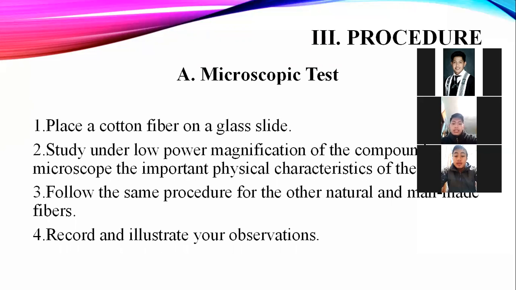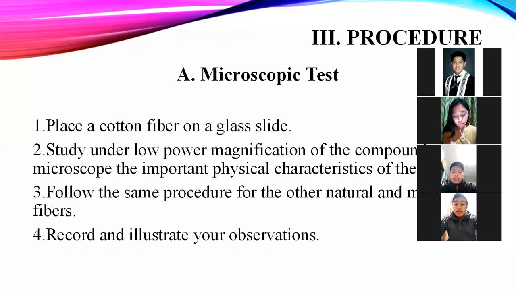In the procedure, first, the microscopic test: place cotton fiber on a glass slide. Next, study under low power magnification of the compound microscope the important physical characteristics of the fiber. Next, follow the same procedures for the other natural and man-made fibers. Last, record and illustrate your observations.